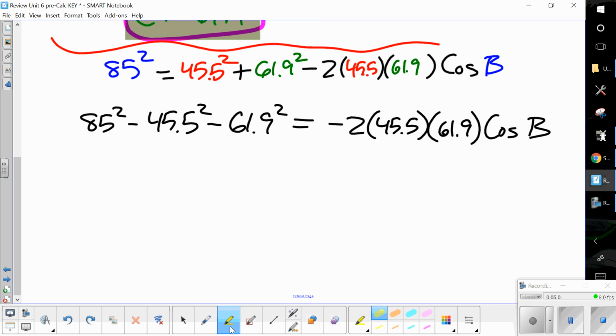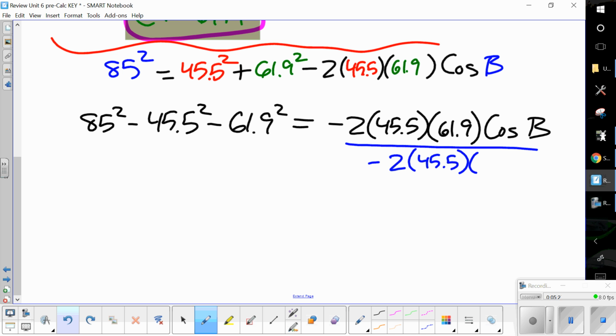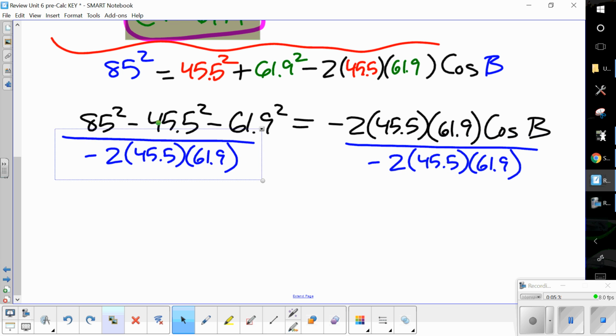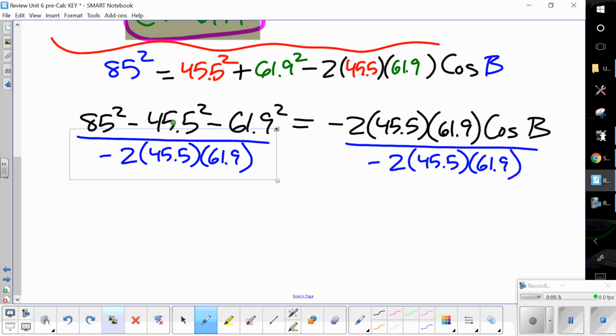At this point, I notice all of this stuff is being multiplied by cosine of B. And a lot of times people want to try to add at this point because they see this negative. But the opposite of multiplying is dividing. So I need to divide by all of this. And whatever I do on one side of the equation, I must do on the other. So I'll do the same thing over here on the left. This is going to go away, this is going to go away, this is going to go away. And all of this stuff, whatever it turns out to be, is cosine of B.